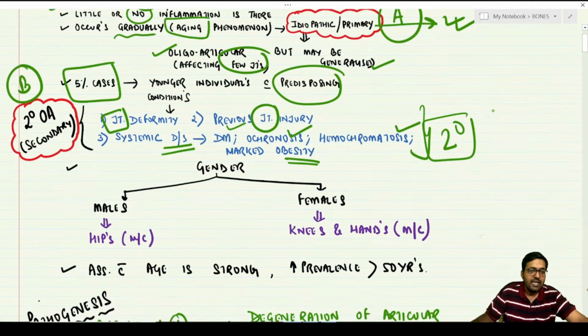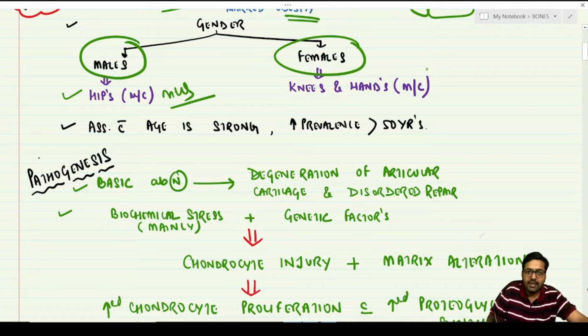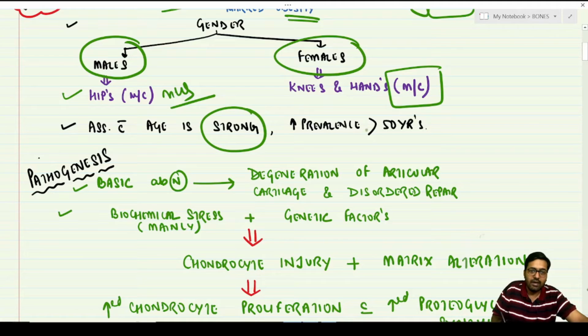Coming to gender, in males the hips are the most commonly affected, a very important MCQ, whereas in females it is the knees and the hands which are most commonly involved. Age is a very strong risk factor for osteoarthritis. There is an increased prevalence of osteoarthritis in individuals more than 50 years of age.